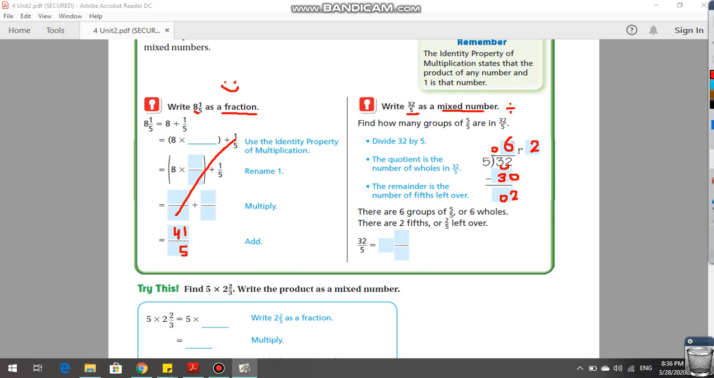So my answer is what? 6 as a whole number, 2 as a remainder. So I'm going to write it in the numerator. Okay. And denominators never change.